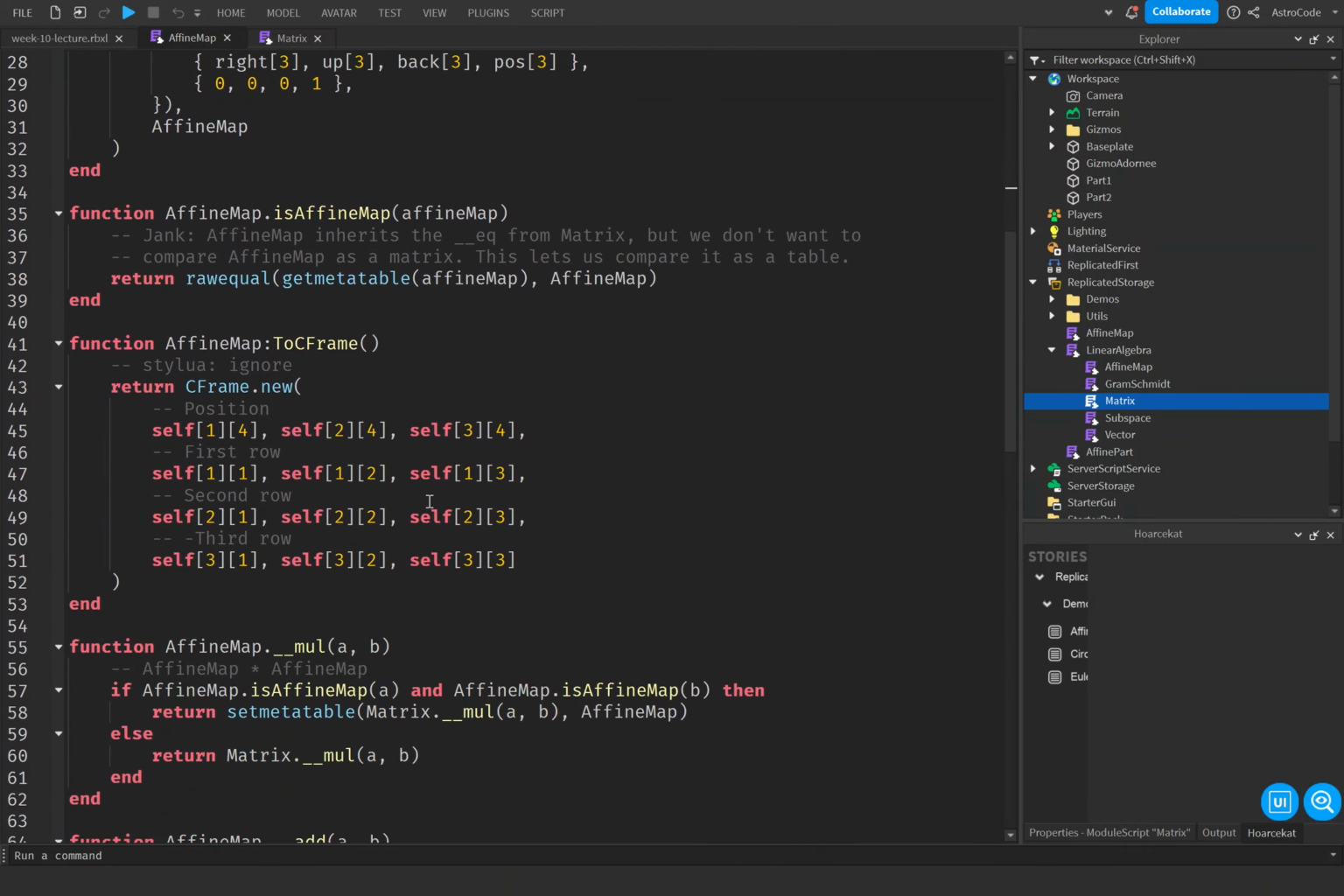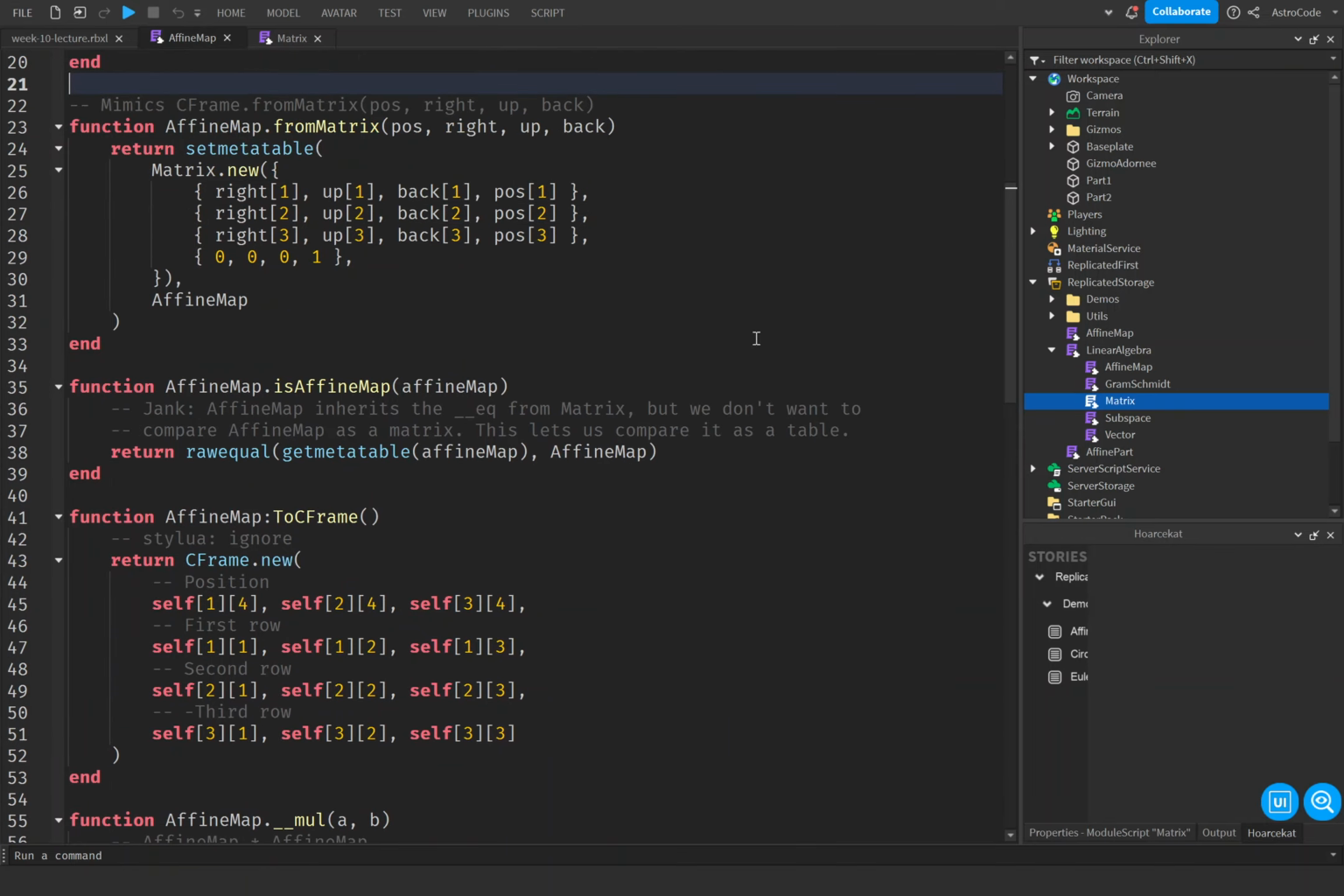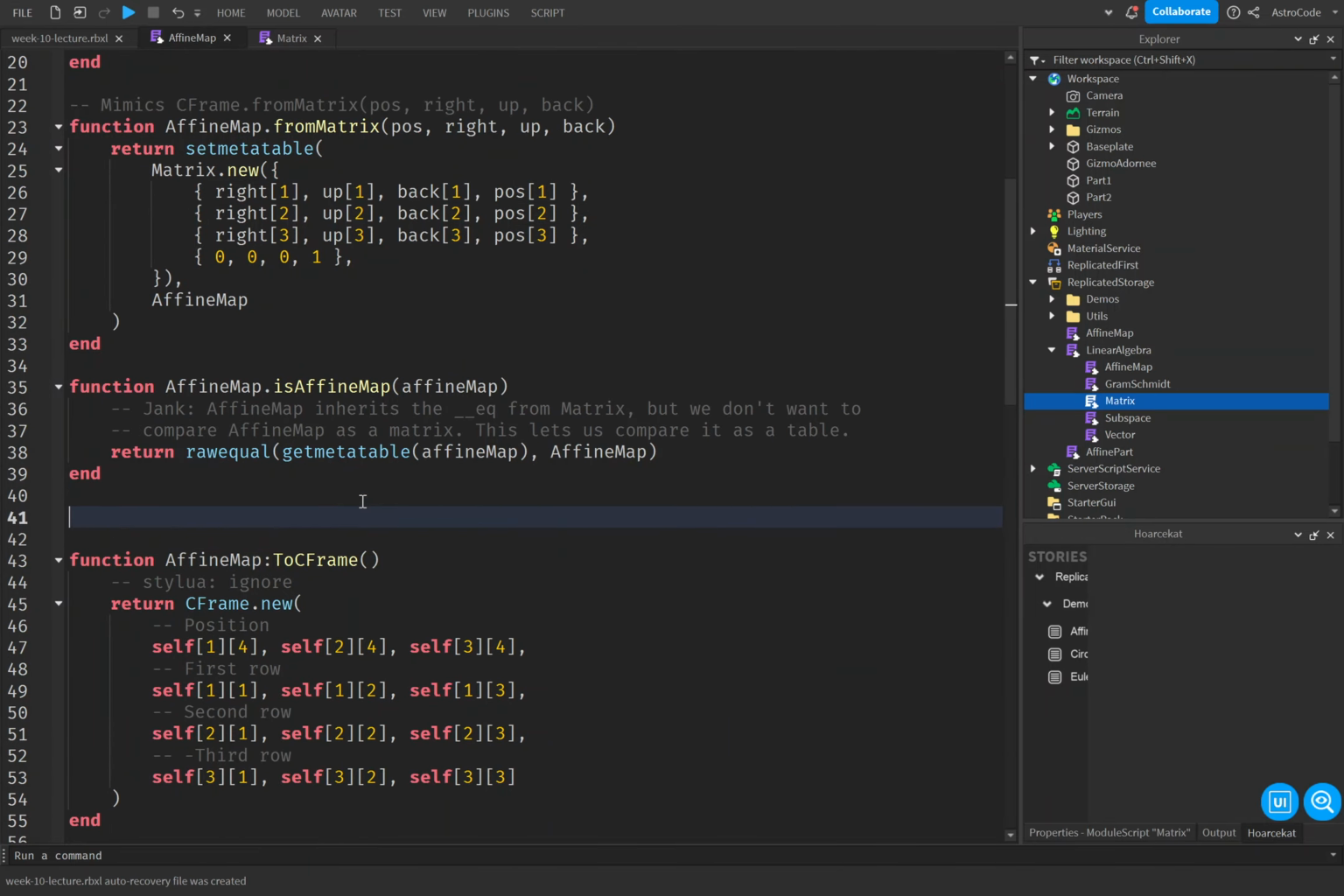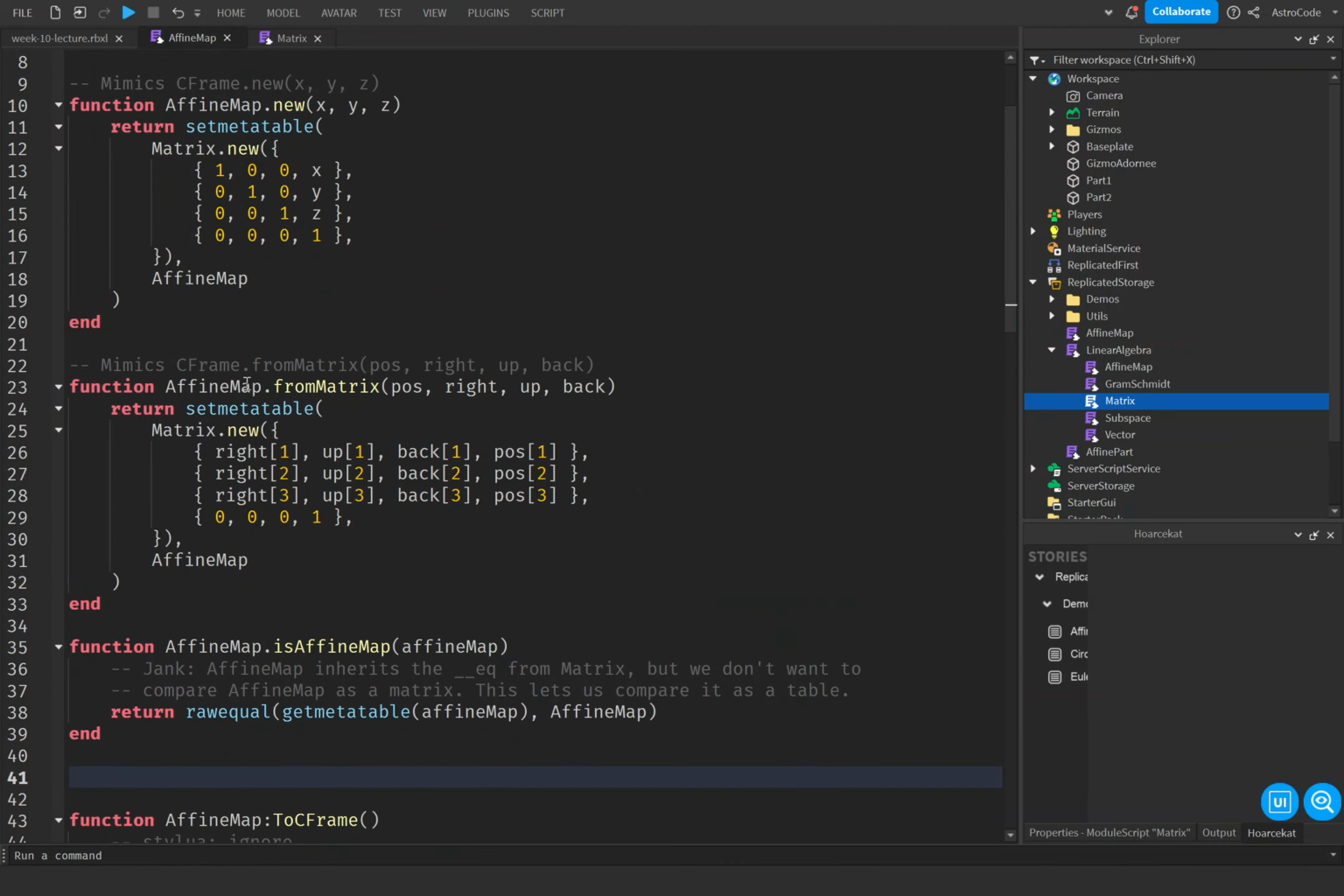Okay. If we all feel comfortable with this, then we're going to add some simple ones just to flesh out our affine map and make it look a little bit closer to the C-frame API. So first, I want to do the dot x, y, and z properties of a C-frame. These just give the x, y, and z coordinates of the translation. But because our affine map is just a matrix, I want to implement the properties as methods instead. And I did this way at the beginning for our vector class as well.